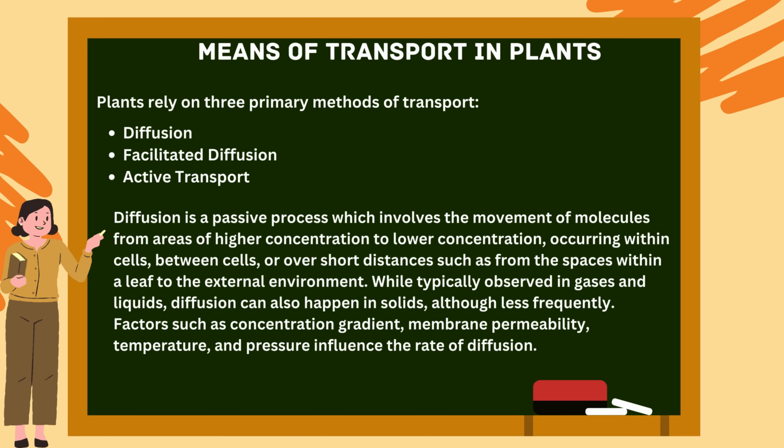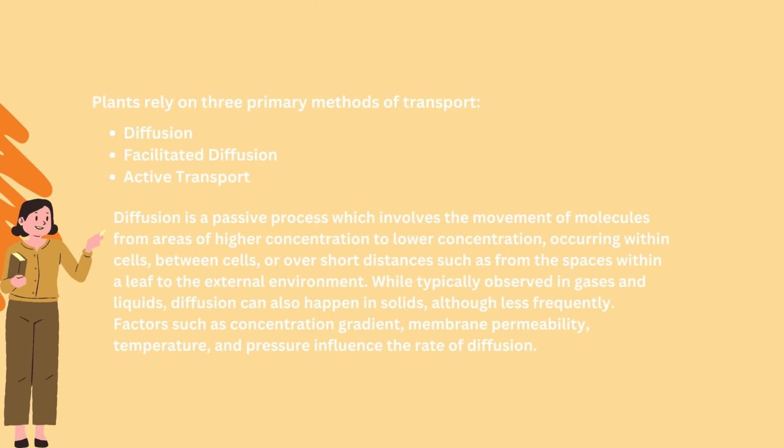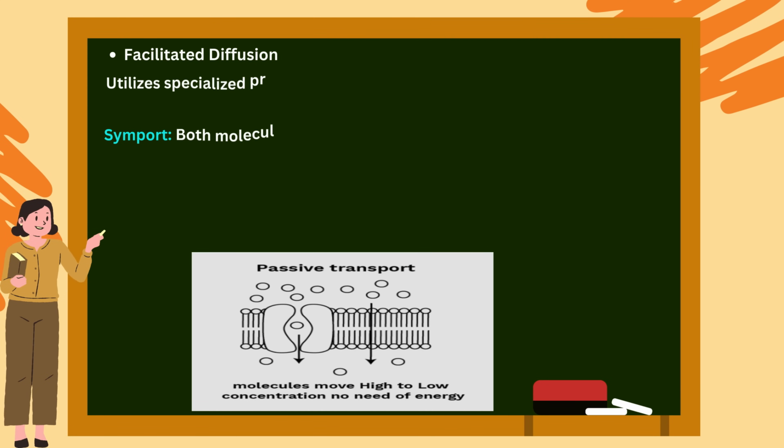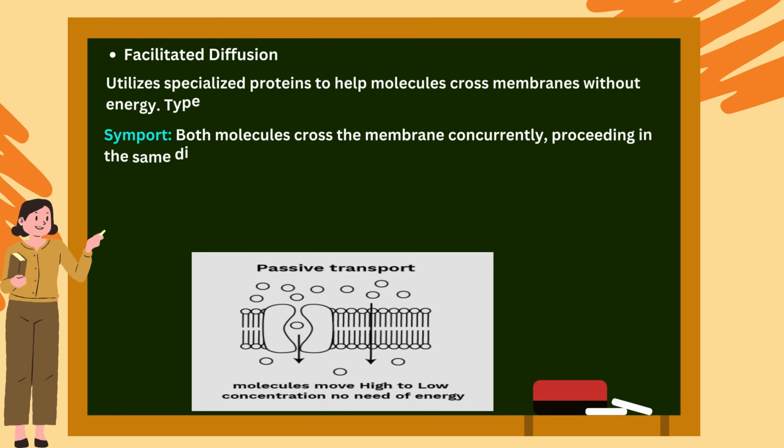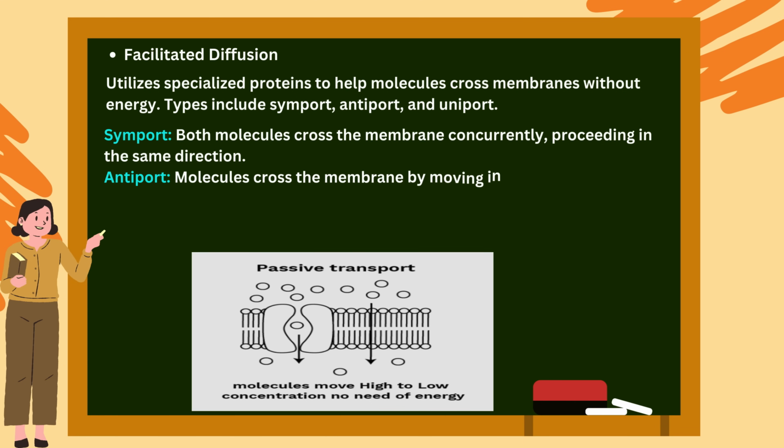Factors such as concentration gradient, membrane permeability, temperature, and pressure influence the rate of diffusion. Facilitated diffusion utilizes specialized proteins to help molecules cross membranes without energy. Types include symport, antiport, and uniport.